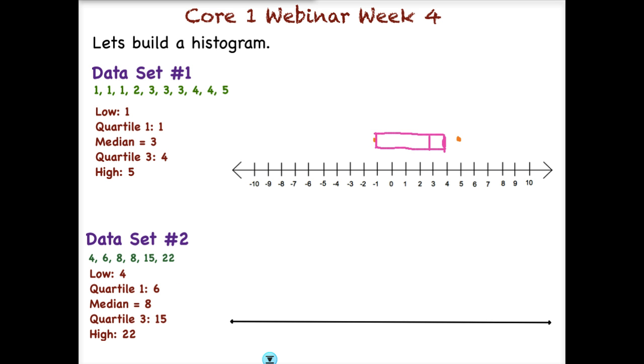And then you would draw a little whisker, if you guys remember, out towards your high and your low. So we can draw it out towards our high, but our low actually sits on that, whatever that is, that first quartile, where that bar is. So we don't have an actual whisker. Okay, so that's how you draw a box plot with this 5-number summary.